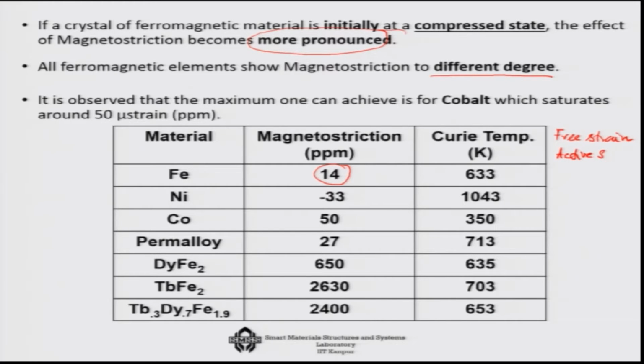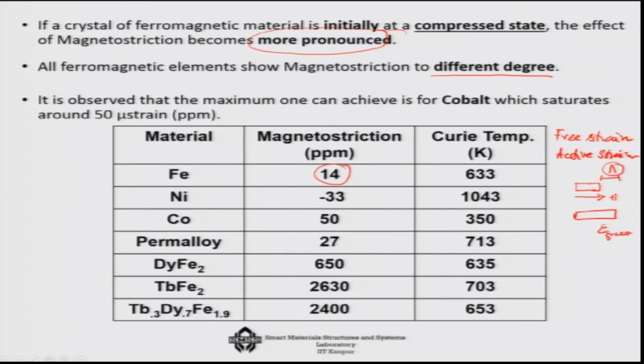What it means is that if I do not apply any other external force, and I have a sample of any smart material, in this case a magnetostrictive material, and I apply a magnetic field, then the free expansion that happens to the system is what we call the free strain. We usually denote it by lambda, or epsilon free.